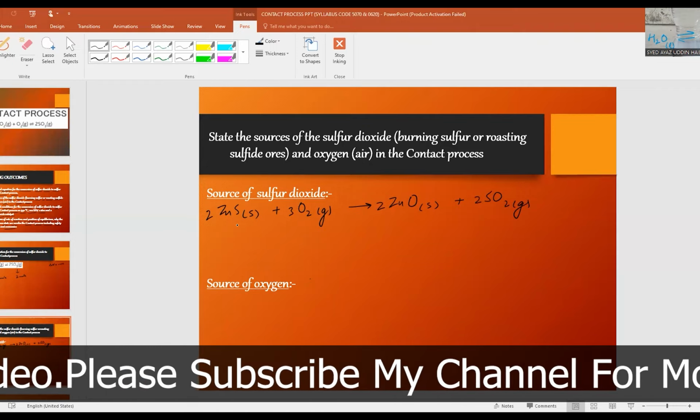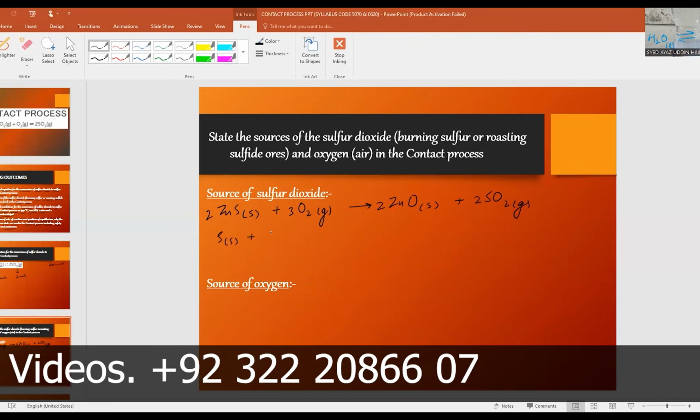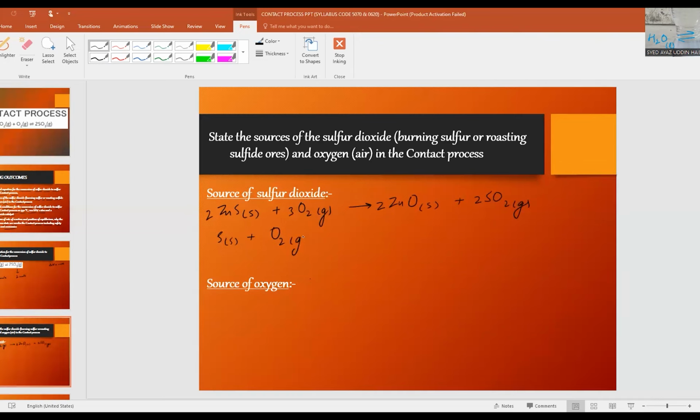You can also get sulfur dioxide by reacting sulfur solid with oxygen gas to get sulfur dioxide gas. Oxygen is obtained by the fractional distillation of liquid air.